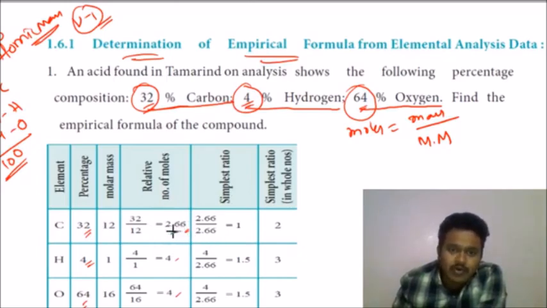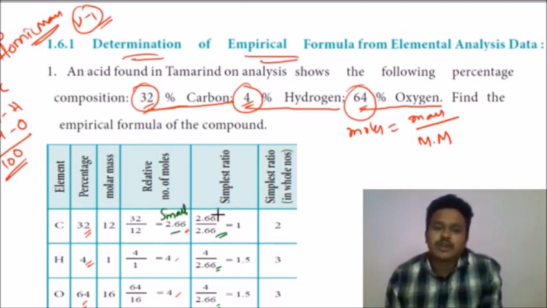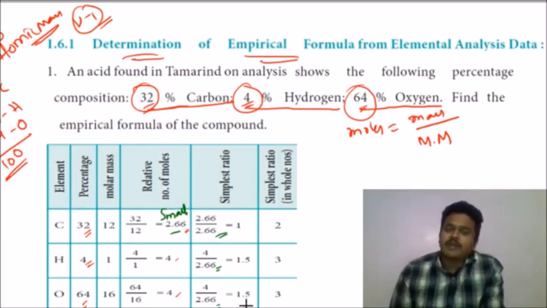So we have to divide all of them by 2.66. That is the simple ratio. 2.66 by 2.66, again here also 2.66, because it is the smallest one. After dividing, 1, 1.5 and 1.5 come, right?